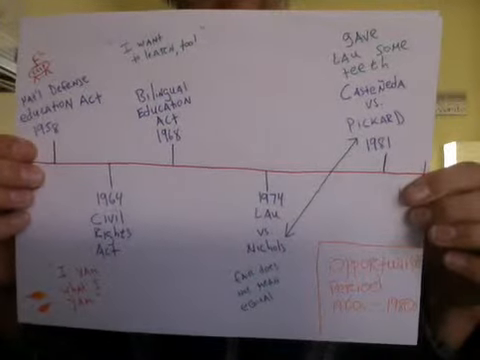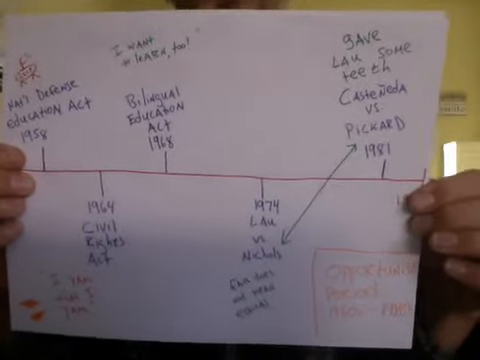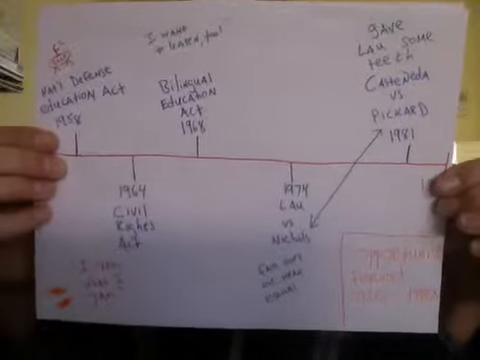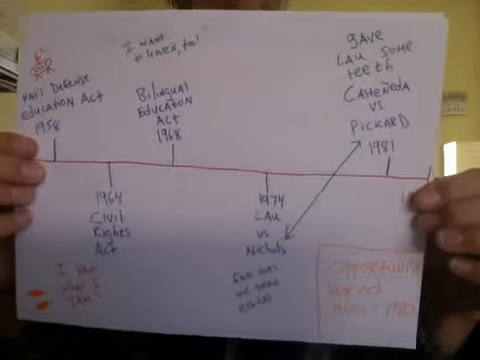Civil Rights Act in 1964 was next. It said you couldn't discriminate on race, color, creed, or sex. And a good way to remember that is you can think about Popeye, and "I am what I am," and you got to accept me for that.